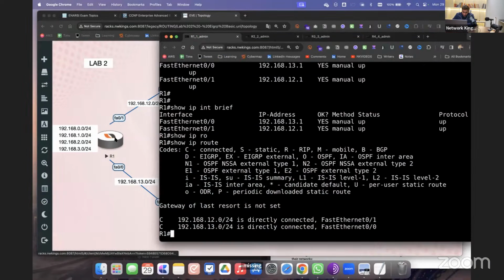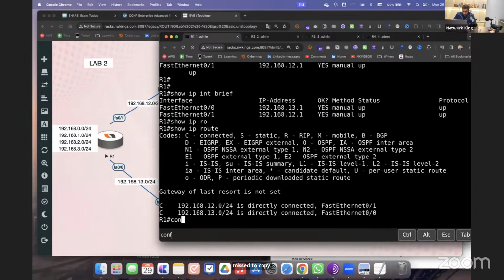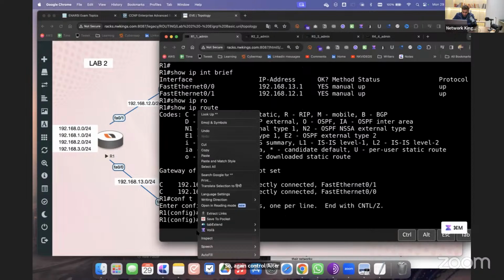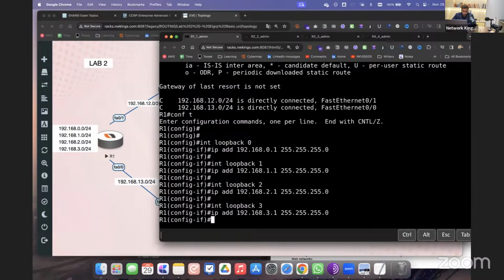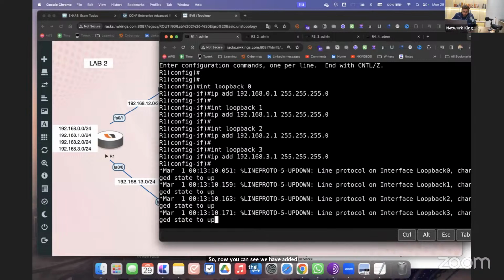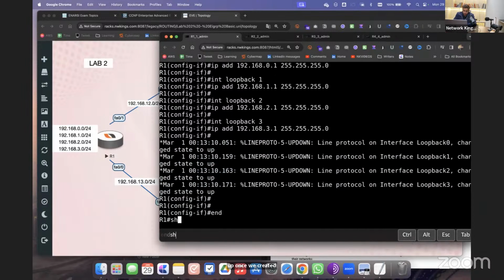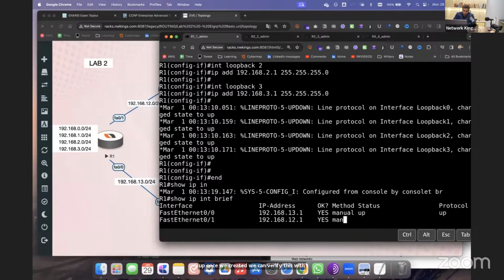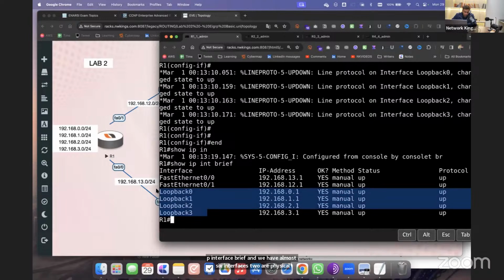I missed copying them. So again, Control Alt Shift, text input. But I have to say config t and then paste the loopbacks. Now you can see we have added the loopbacks also. All four loopbacks automatically came up once we created them. We can verify this with show IP interface brief, and we have six interfaces: two are physical interfaces and four are virtual interfaces.